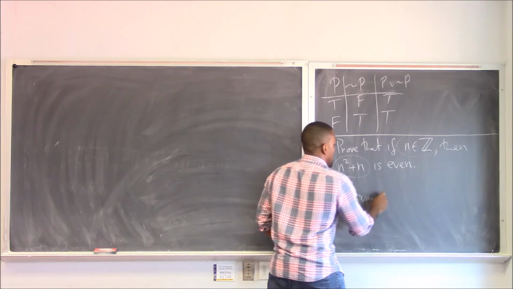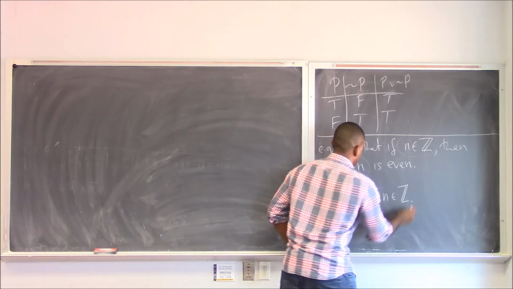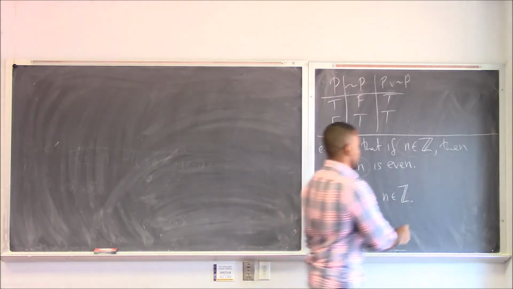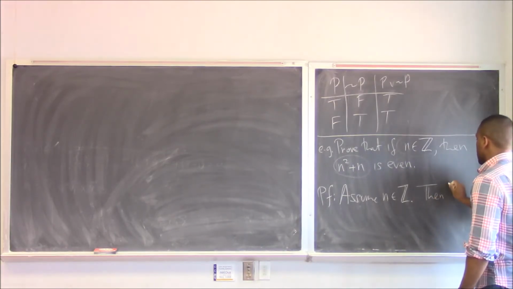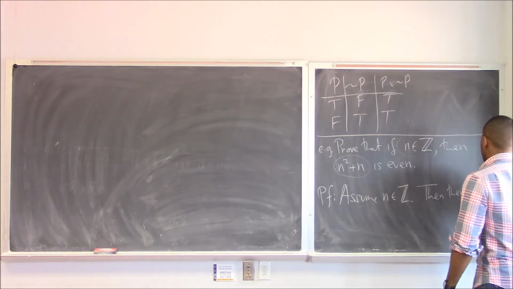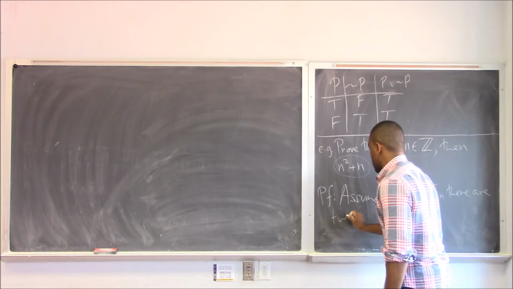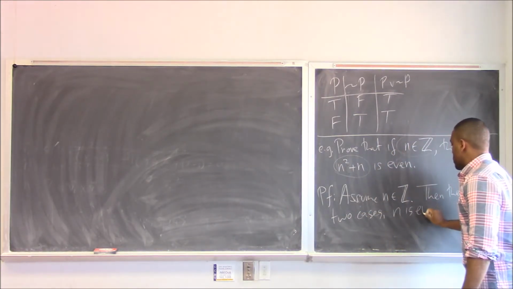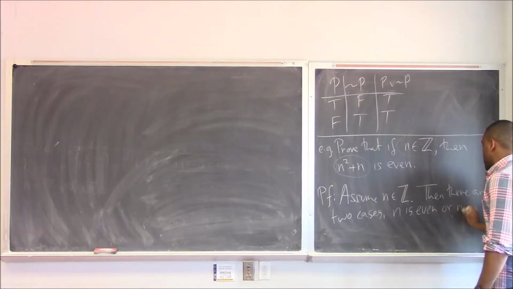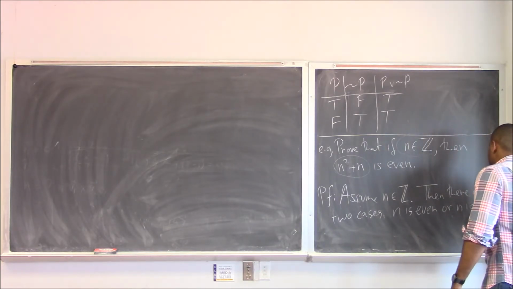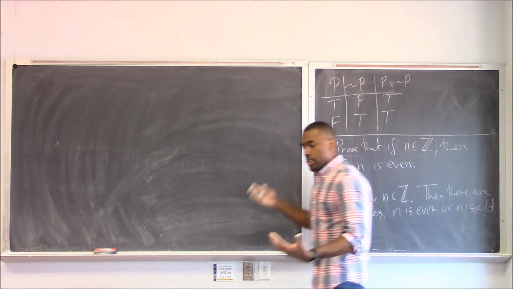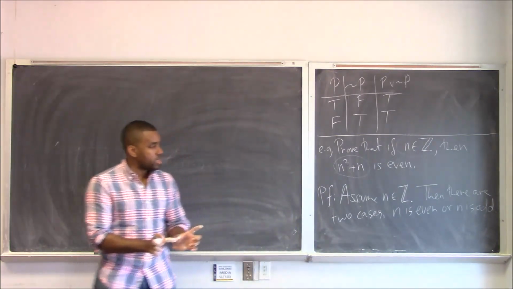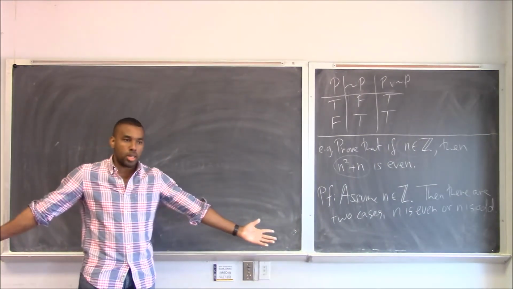Assume n is an integer. And then, okay, what do we do now? Then there are two cases: n is even, or n is odd. I've broken up this general statement into two specific statements that cover all possibilities.